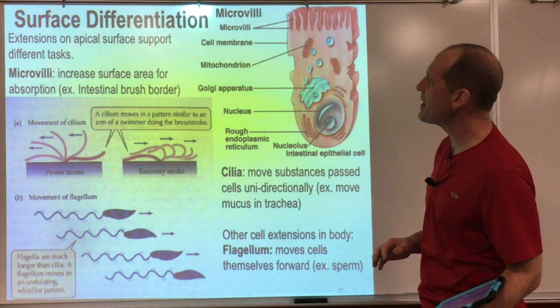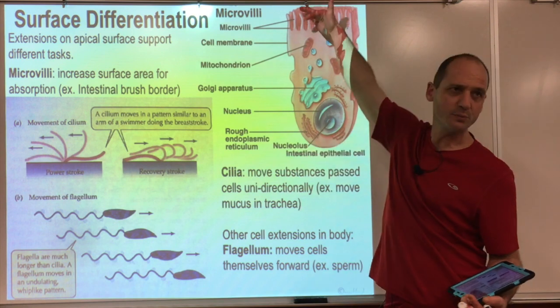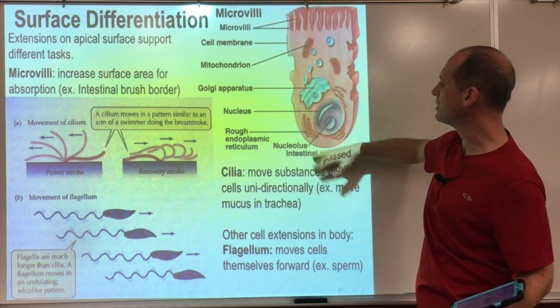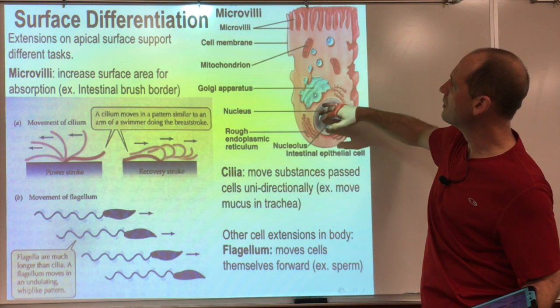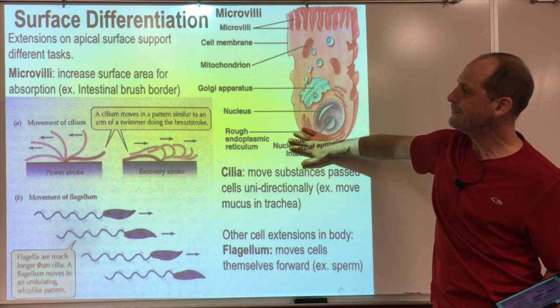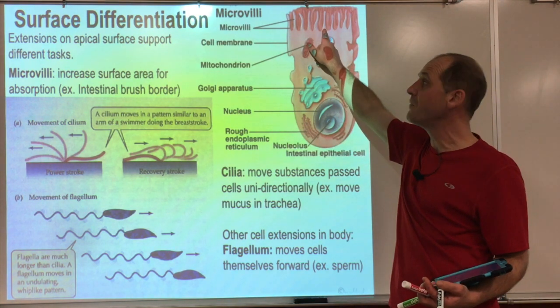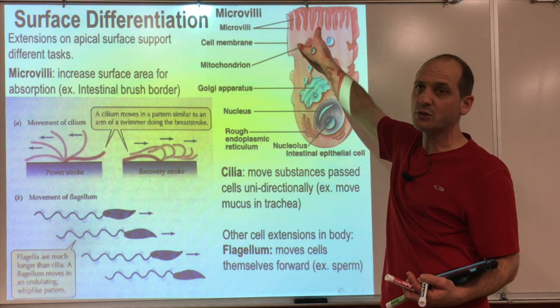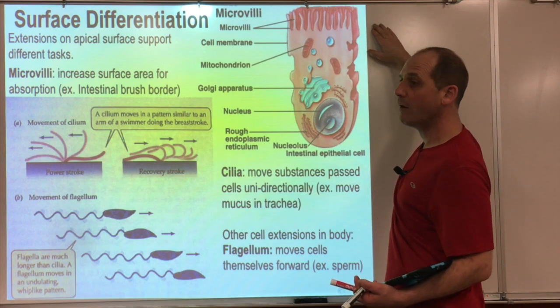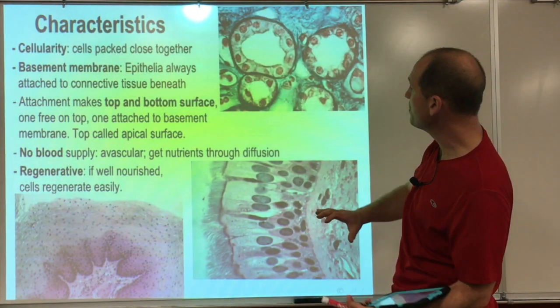I said there's a basal surface and a top surface, because the bottom surface is attached to the basement membrane. So on the surface, on top, we can have different things. We can have different extensions. So it could be flat, or let's see the flat.